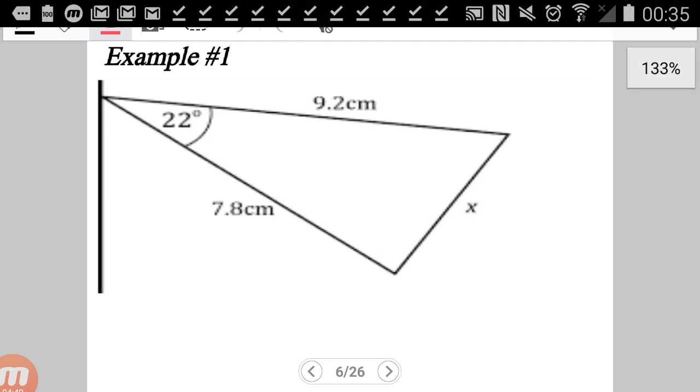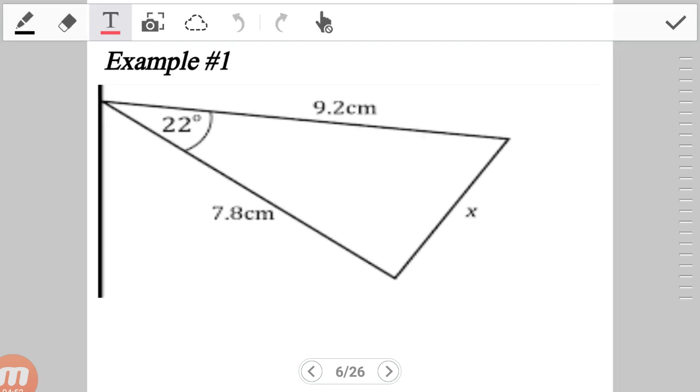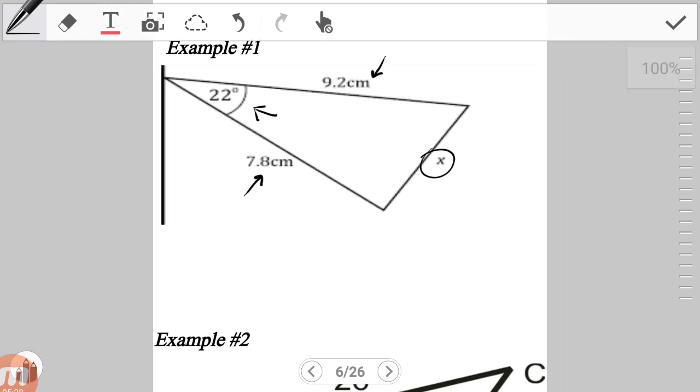Now let's have a look at an example of how we would know that we have to use the cosine rule to solve for an unknown side. As you can see here, we are looking for x, and we are provided with 7.8 and 9.2, and we are also provided with the angle made by the sides 9.2 and 7.8, so we can find the unknown side, which is facing the included angle.